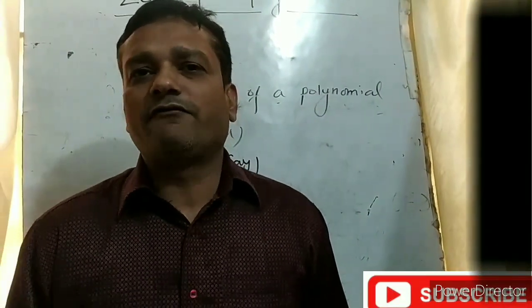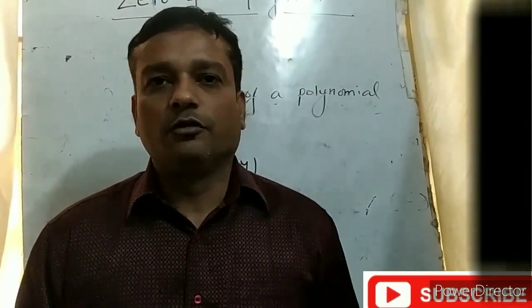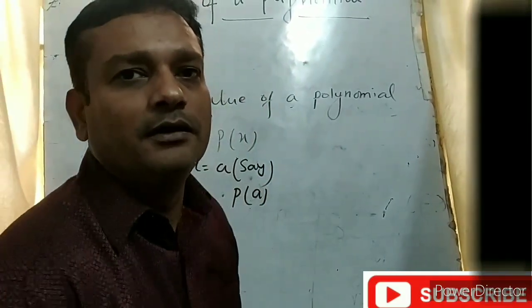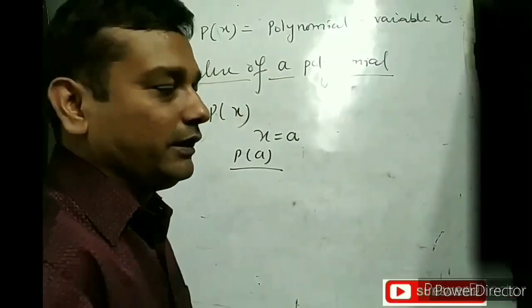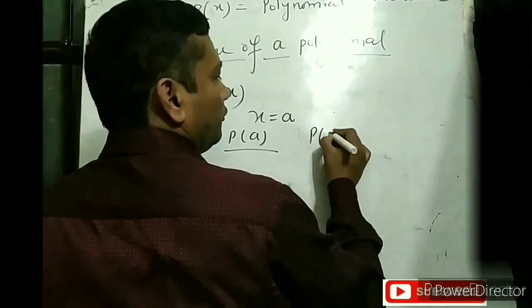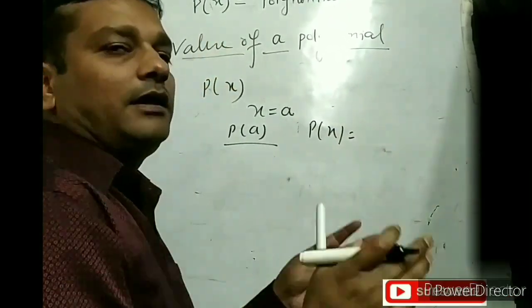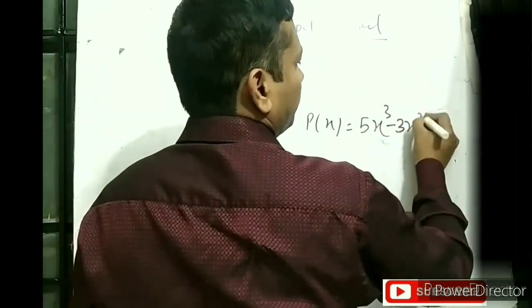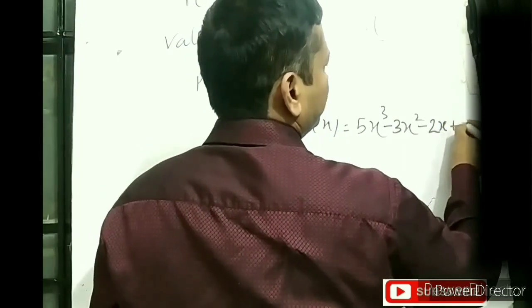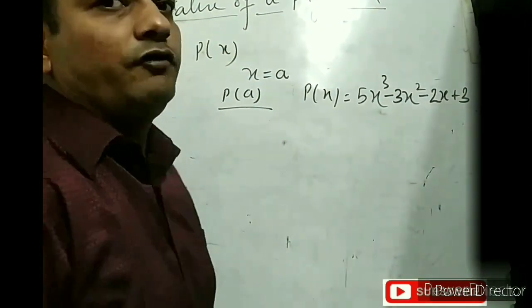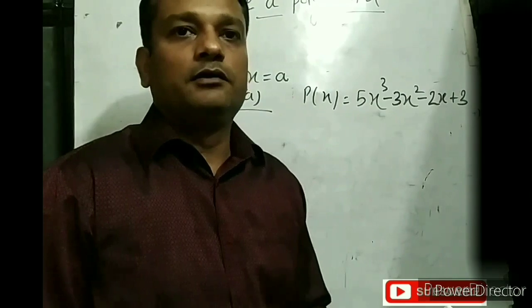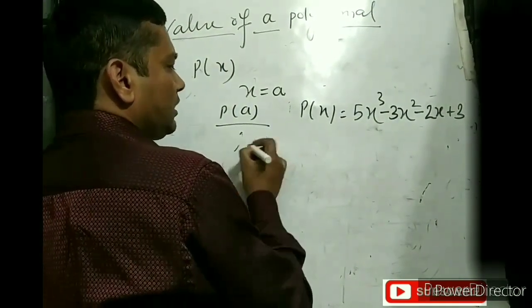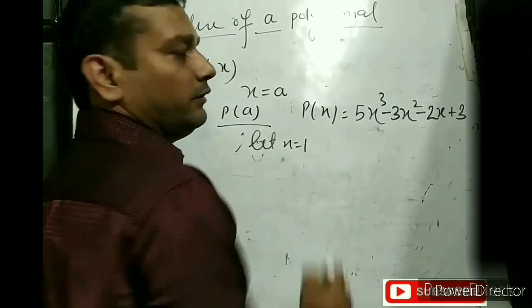Now students, I hope you have understood the value of a polynomial. Now I am going to explain it by one example. Let's see here. If p(x) is equal to 5x cubed minus 3x squared minus 2x plus 3 is given, and you have to find the value of the polynomial, let's say at x is equal to 1.